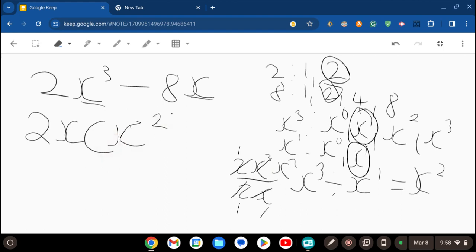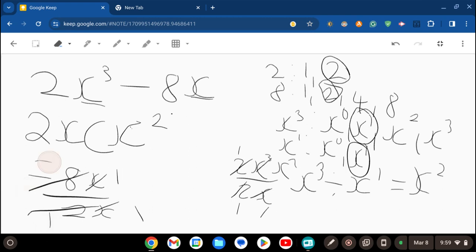And now we need to see how many times 2x can go into minus 8x, right? So if you look, the x's will cancel each other, and 2 goes into itself one time, 2 goes into -8, -4 times. So just write -4, right? Hence, our answer will be 2x, open bracket, x squared minus 4.